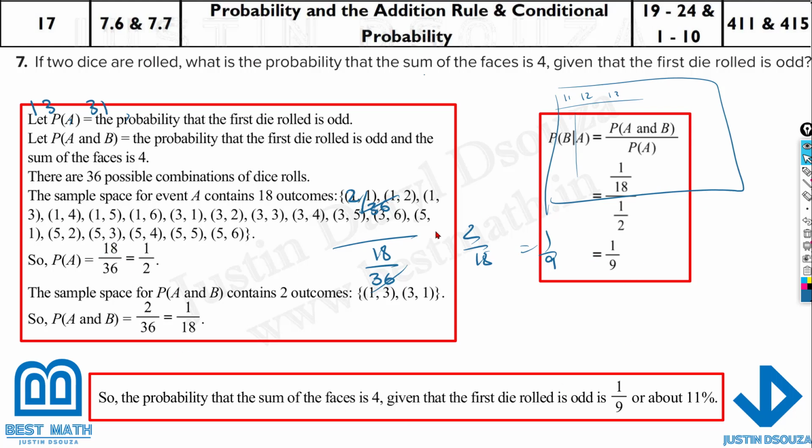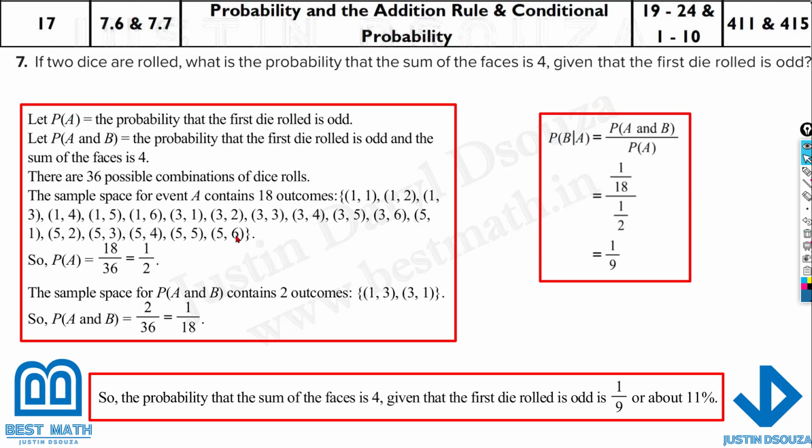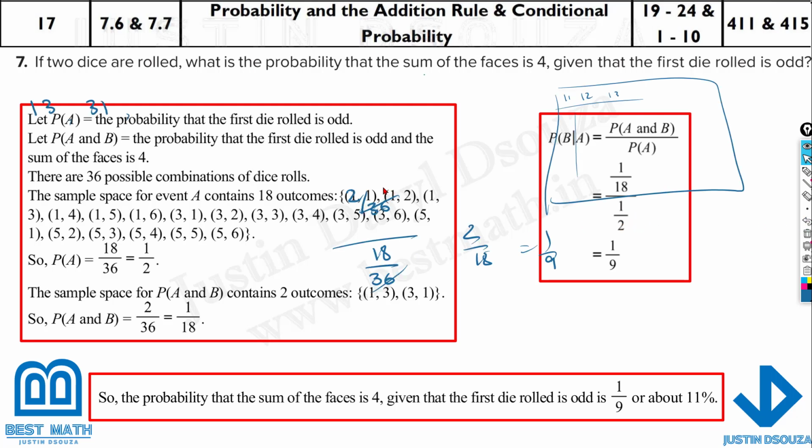So you can see here they have written all the possibilities, but you don't need to do that. See, these are all the possibilities. From this, okay, this is the odd numbers. From this, you have to find the sum that gives you 4. 1 and 3 and 3 and 1. If you count all the others, it will exceed that, more than 4. So the answer will be 1 by 18, which is actually 18 by 36, which I have written over here. 2 by 36 and 18 by 36.